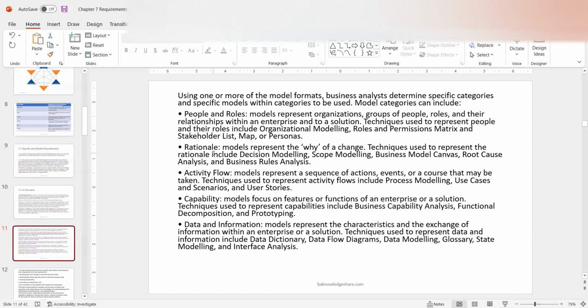Capability. Models focus on features or functions of an enterprise or a solution. Techniques used to represent capabilities include business capability analysis, functional decomposition, and prototyping. Data and information. Models represent the characteristics and exchange of information within an enterprise or a solution. Techniques used to represent data and information include data dictionary, data flow diagrams, data modeling, glossary, state modeling, and interface analysis.